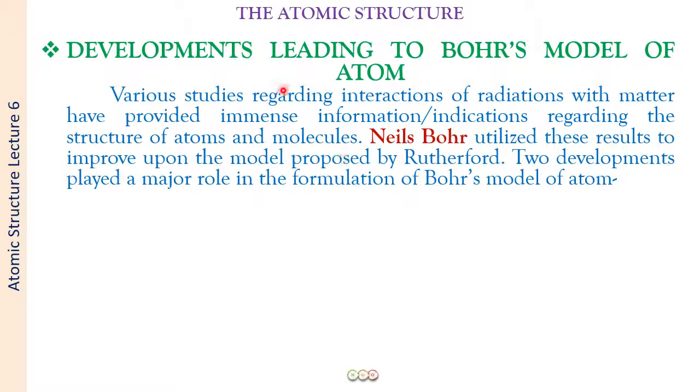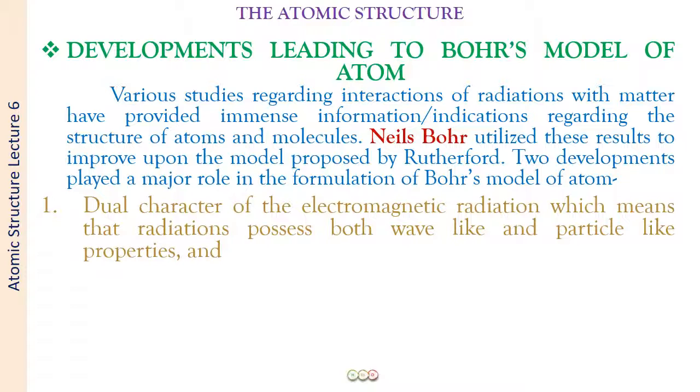So starting off, there were many studies regarding the interaction of radiations with matter, which provided immense information and indication regarding the structure of atoms and molecules. And Niels Bohr was the one who utilized these results to improve upon the model given by Rutherford. Two major developments which he considered while formulating his model were: first, that electromagnetic radiation has dual character, that is, radiations have both wave-like and particle-like properties.